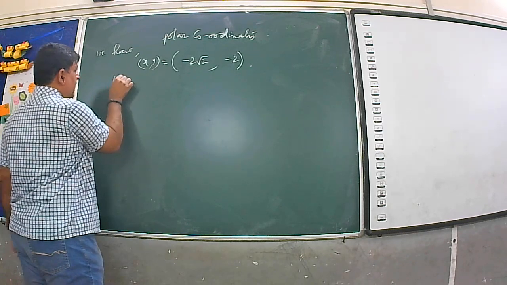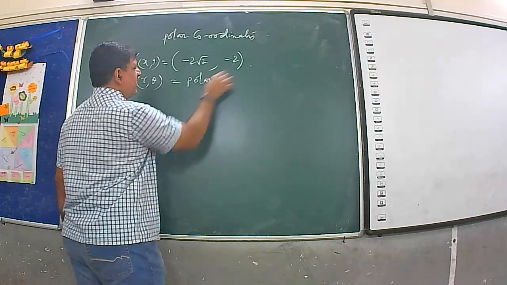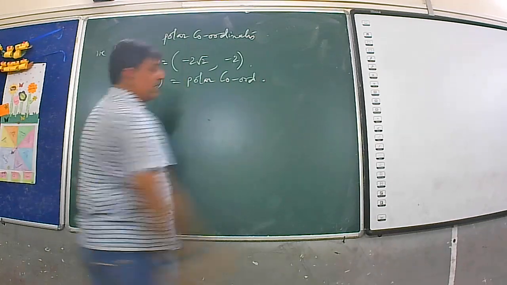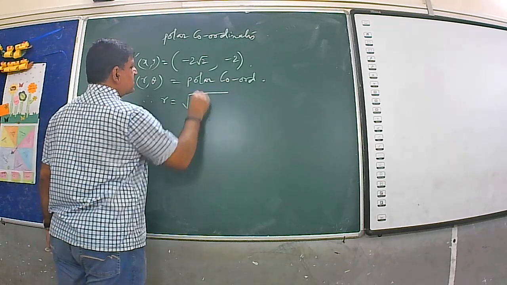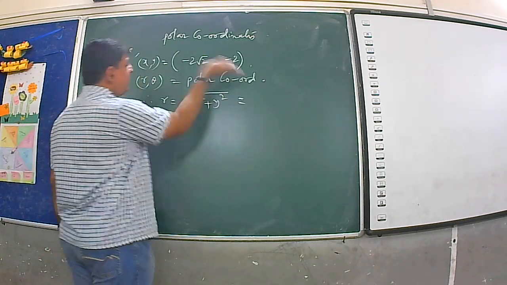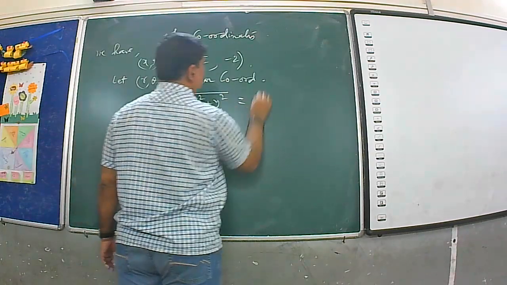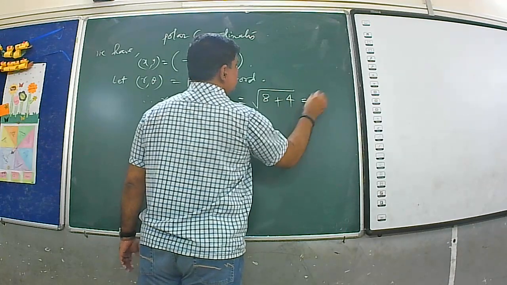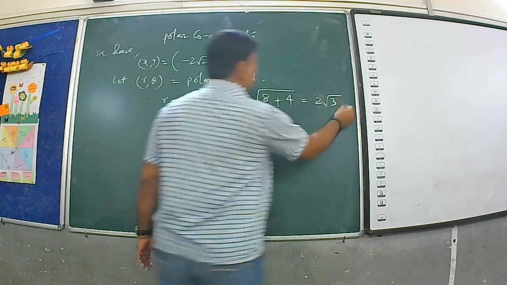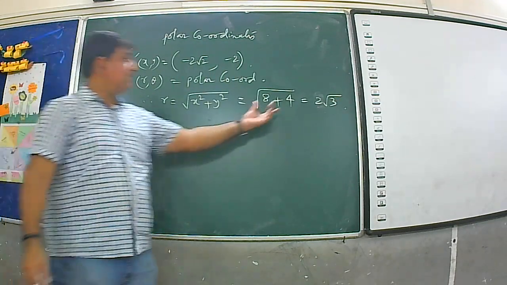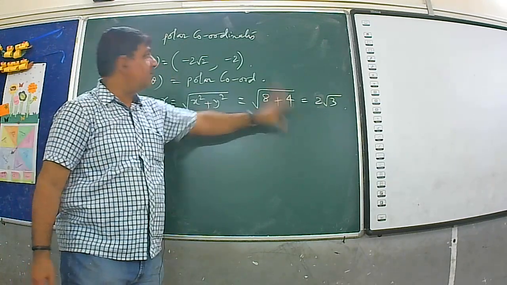Let r comma theta be the polar coordinates. Now what to do? Therefore, r is equal to root over x square plus y square. So you can easily guess what happens. You will have 8 plus 4, that is 12, which is 2 root 3. So this one is the value of r.